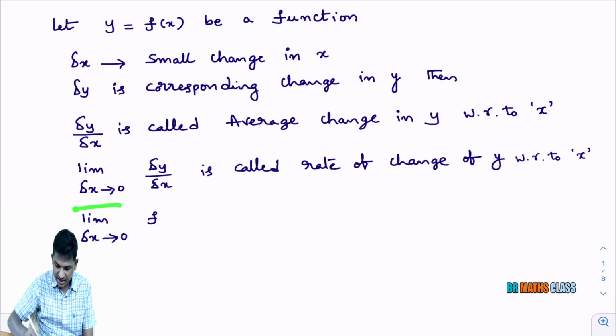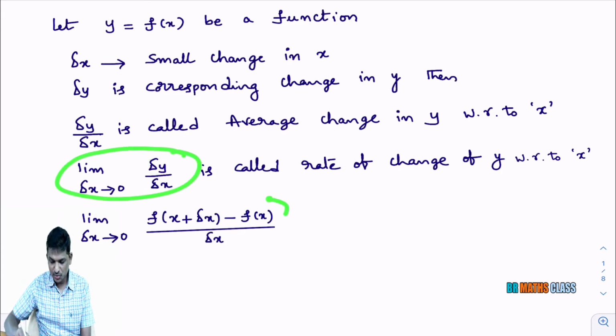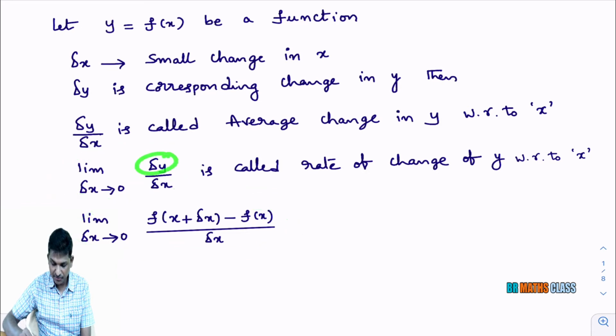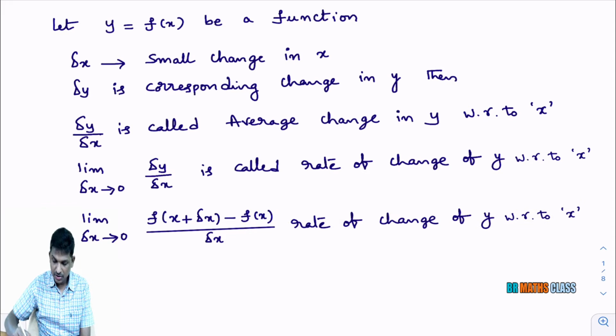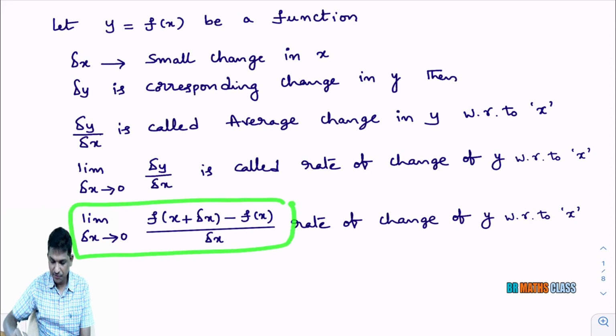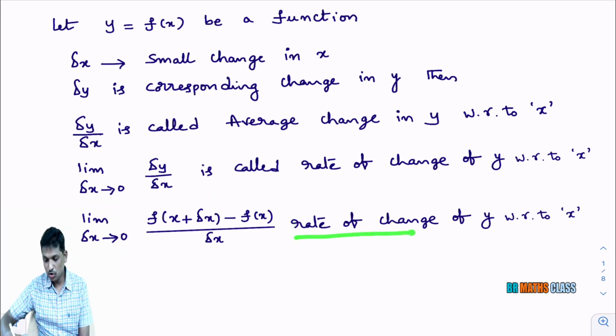Look here, limit delta x tends to 0. Here delta y is there. In this applications of derivatives, while doing errors and approximations, you will come to know that delta y is f of x plus delta x minus f of x. What is the difference? In place of delta y, I just wrote f of x plus delta x minus f of x. So, limit delta x tends to 0, f of x plus delta x minus f of x divided by delta x is the rate of change of y with respect to x.